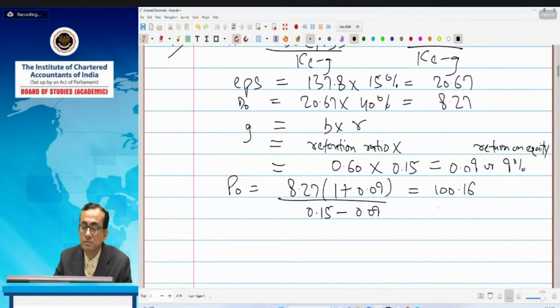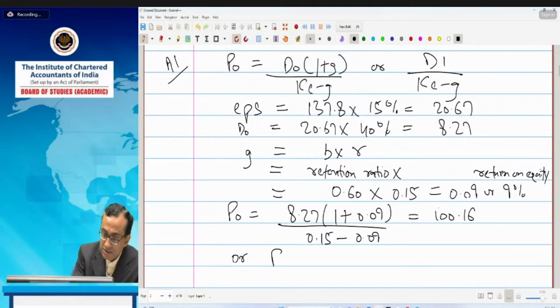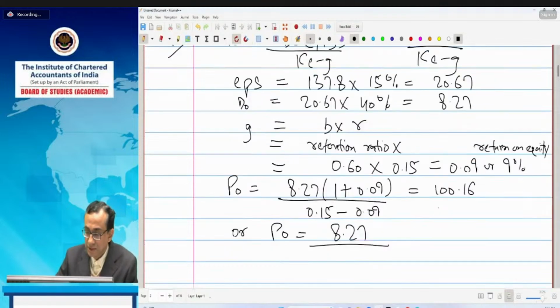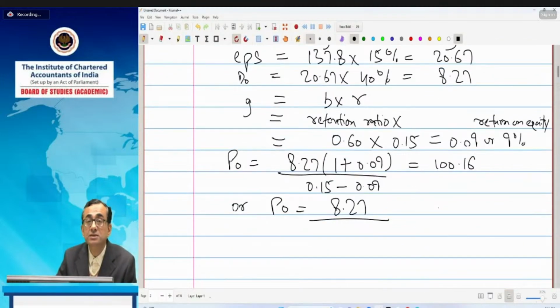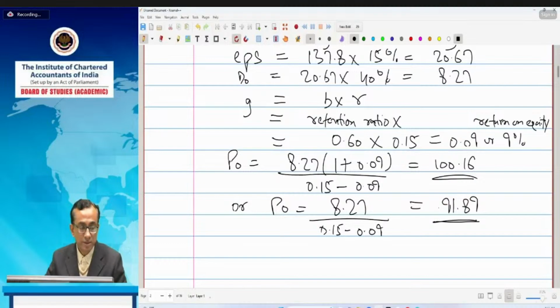Alternatively, the growth rate can be multiplied, or alternatively it can also be taken as P0 equal to 8.27 without multiplying by the growth rate. It can be assumed as D1 also, that is the dividend at the end of the first year. So even without multiplying by the growth rate, it can be calculated this way, and your answer will come to 91.89. So either way, it can be calculated.